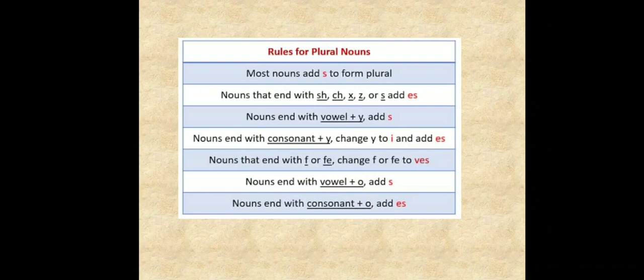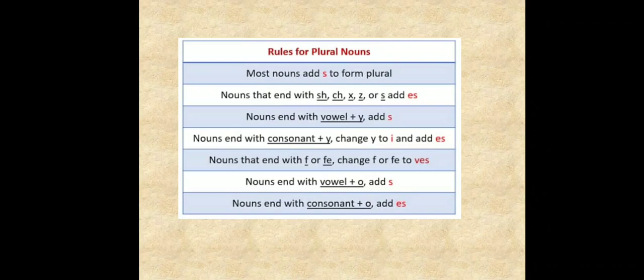Next we have nouns that end with consonant and O. We have seen vowel and O. Now we will see consonant and O. For example, hero. R is the consonant and then we have an O. So hero will become heroes. That is, we add ES to it, not S. So the word will be heroes.